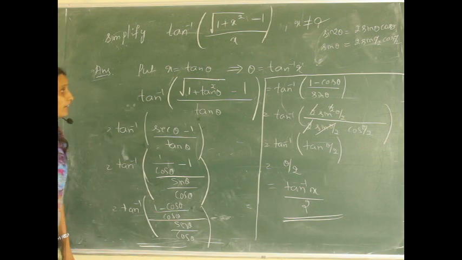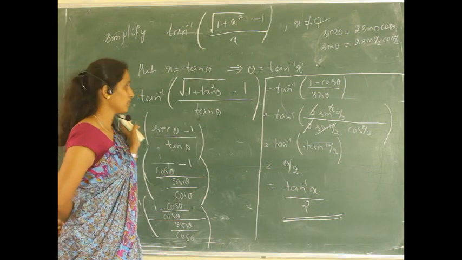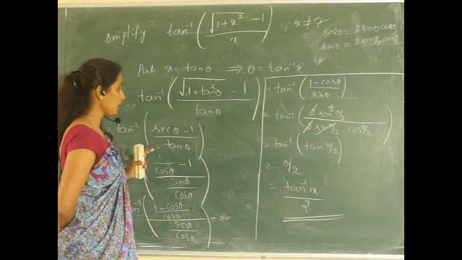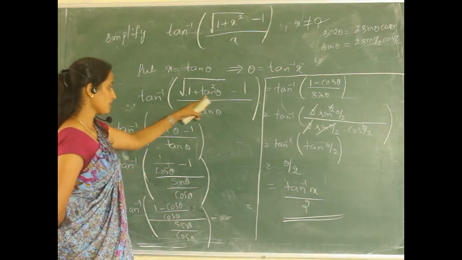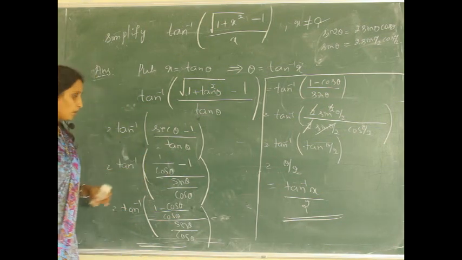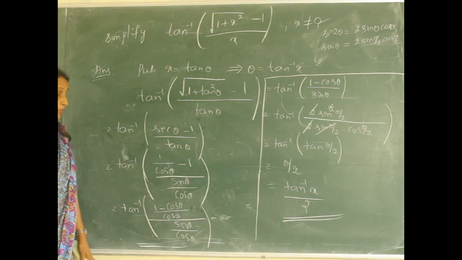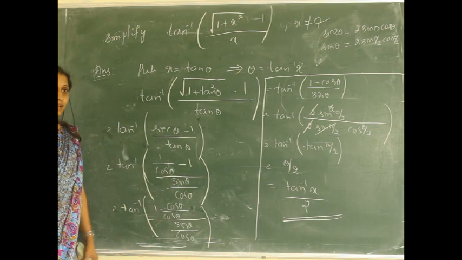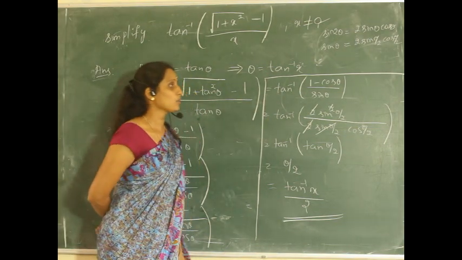So what I have taken? First I have taken x is equal to tan theta. If x is equal to tan theta, then theta will be tan inverse of x. Then tan inverse of root of 1 plus tan square theta minus 1 divided by tan theta, so tan inverse of secant theta minus 1 divided by tan theta. Then I have written secant as 1 by cos theta minus 1 divided by sin theta by cos theta. By taking cos theta as the common denominator, we are getting tan inverse of (1 minus cos theta by cos theta) whole divided by sin theta by cos theta. So cos theta can be cancelled, and we got tan inverse of 1 minus cos theta by sin theta.